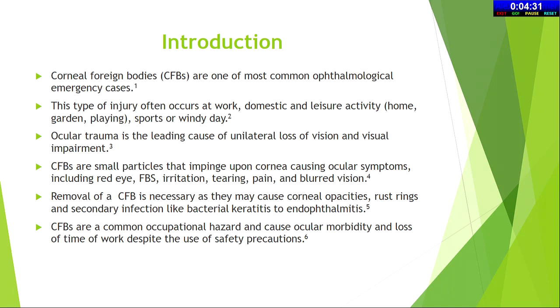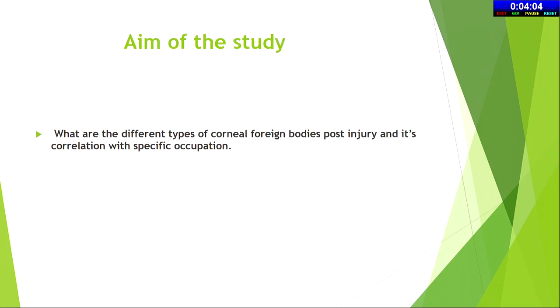Corneal foreign bodies are small particles that impinge upon the cornea, causing ocular symptoms including red eye, foreign body sensation, irritation, tearing, pain, blurred vision. Removal of this corneal foreign body is necessary, and they may cause corneal opacities, rust ring, and secondary infection like bacterial keratitis and endophthalmitis. Corneal foreign bodies are a common occupational hazard and cause ocular morbidity and loss of time of work despite the use of safety precautions.